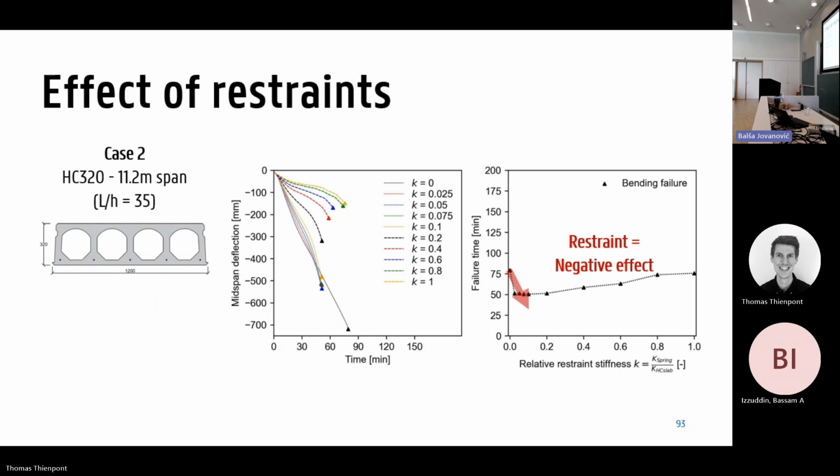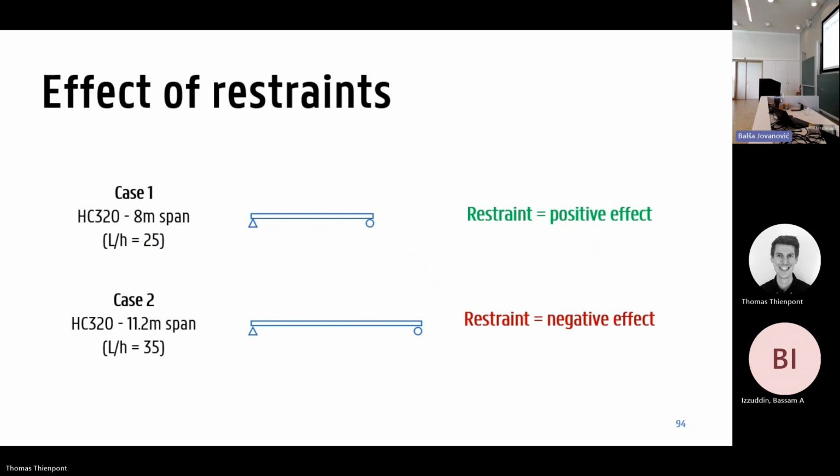This is for a hollow core slab, which is much longer. And there we see actually that if we apply restraints, the fire resistance can go down almost 30 minutes. And I think this is a very important result because we usually don't really think about it, but for firefighters that have to enter a building and evacuate people, this is a very important finding because we should be aware that in some cases fire resistance might be significantly less than what we expect based on a simple calculation. So we can see two cases. In one case, restraints have positive effects. In the other case, restraint can have a negative effect.